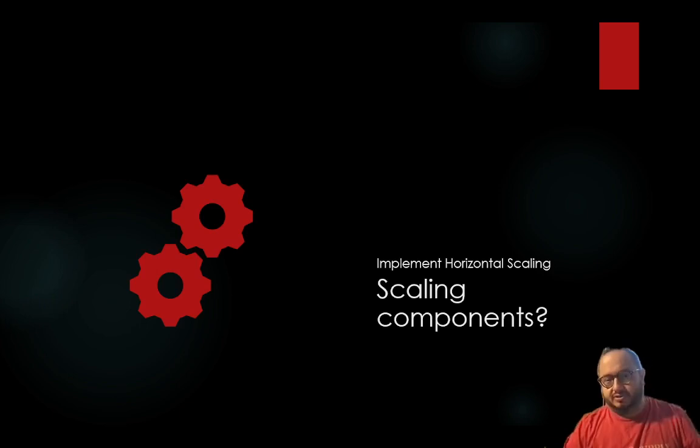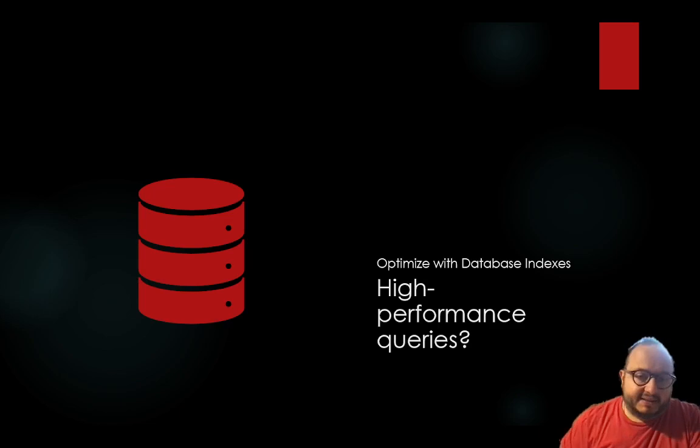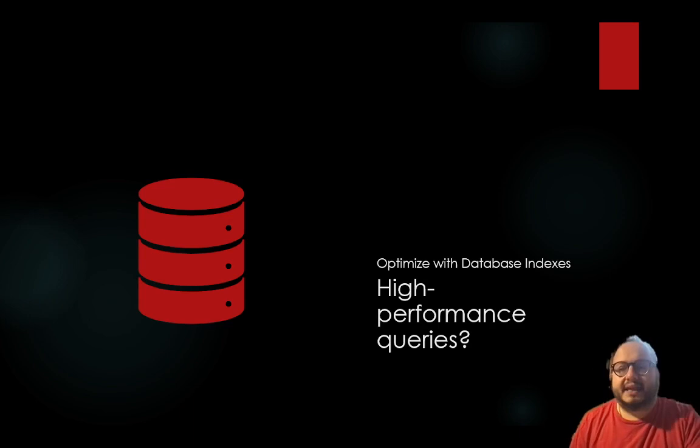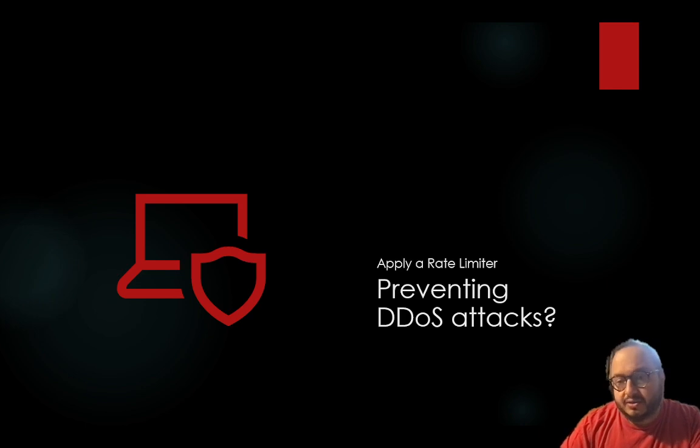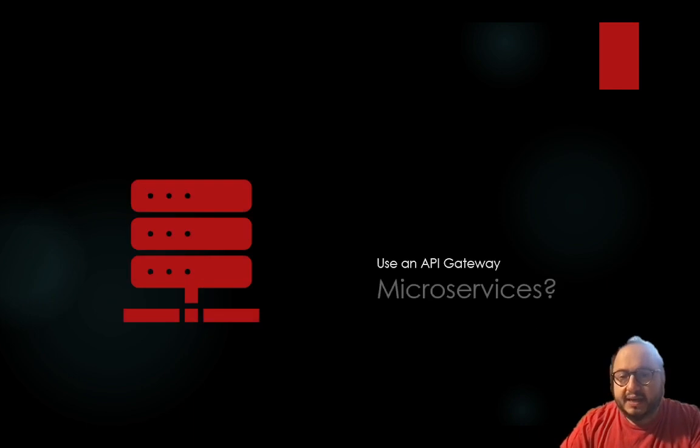So scale horizontally. Optimize with database indexes. High performance queries. Think about it. Indexes let your database find data much faster, especially for large datasets and frequent queries. Use batch processing and message queues. Bulk processing. For operations on huge datasets, process in batches using background jobs for better efficiency. Rate limiters control how many requests users or clients can make, helping protect against abuse. API gateways manage, route and secure traffic between your services and clients in a microservice setup.